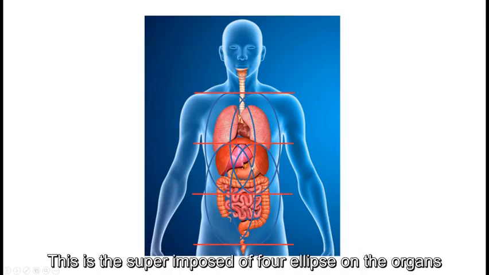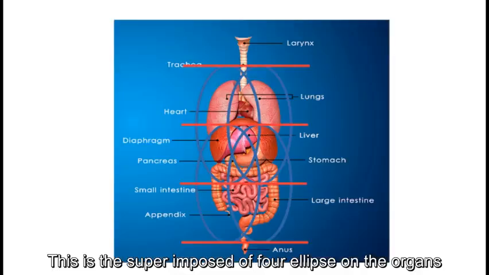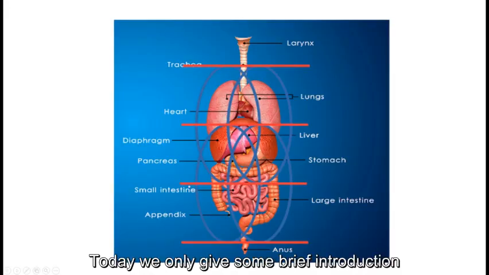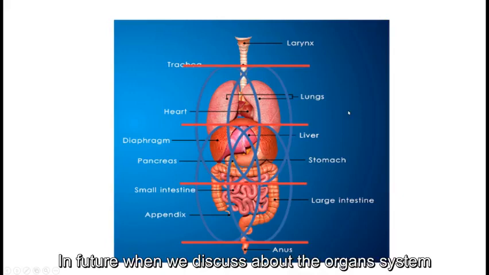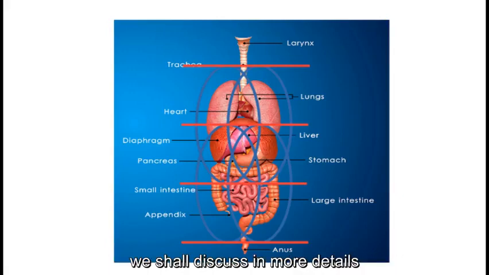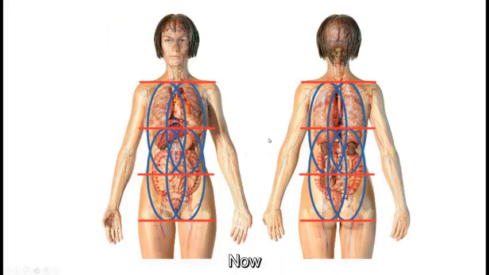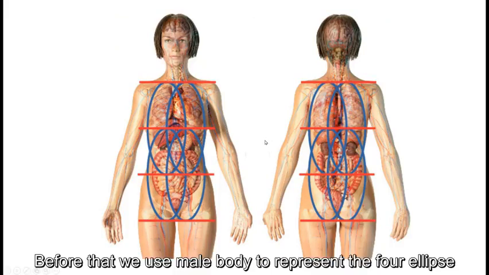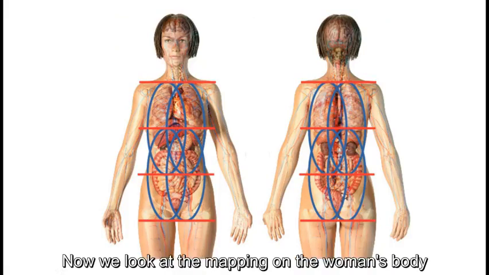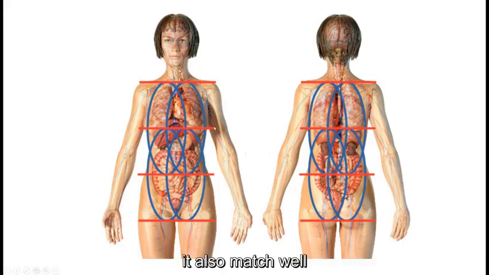This is the superimposition of the 4 ellipses on the organs, without the body part. Today we only give some brief introduction. In future when we discuss the organ systems, we shall discuss in more detail. Before that we used a male body to represent the 4 ellipses. Now we look at the mapping on the woman's body. As you can see, it also matches well.